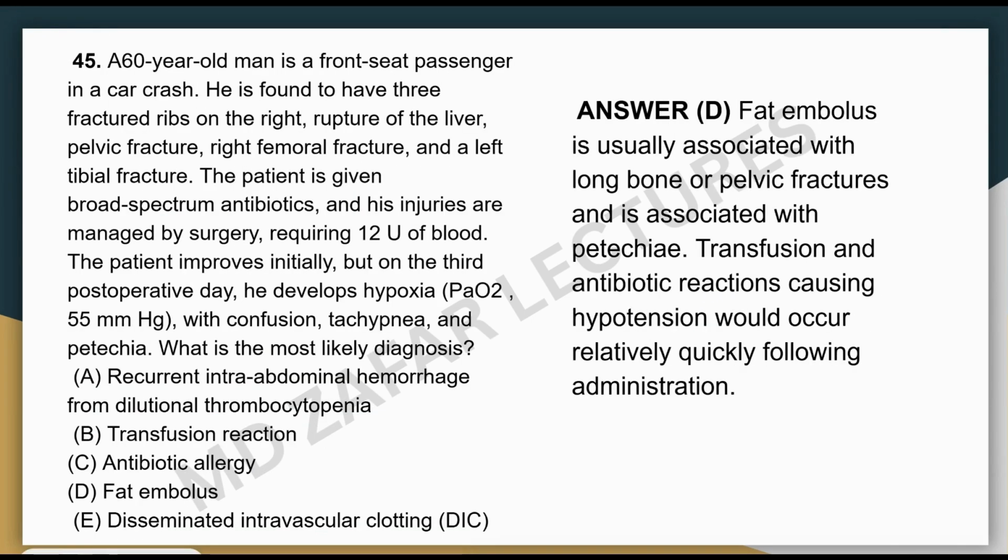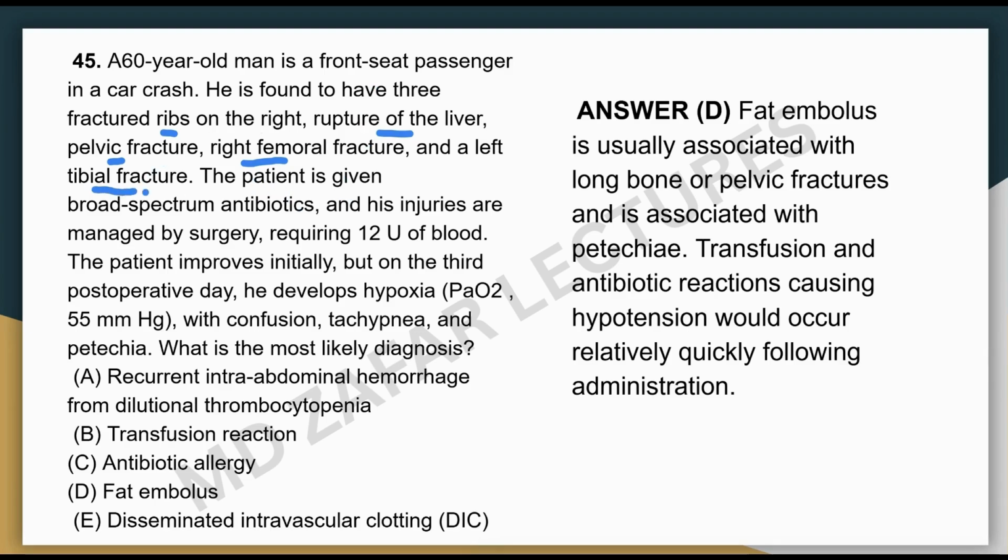All right. Now, a 60-year-old man is a front seat passenger in a car crash. He is found to have 3 fractured ribs on the right. There is a rupture of the liver. There is a pelvic fracture. There is a right femur fracture and a left tibia. Okay, there are multiple injuries. This is a polytrauma scenario.